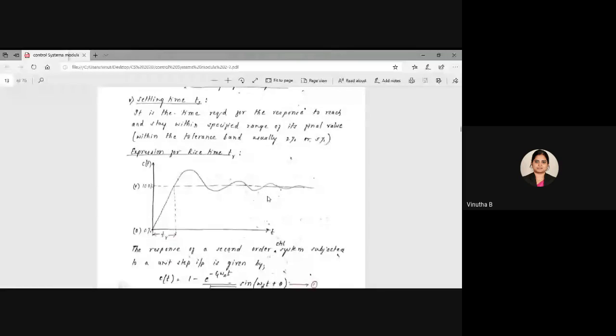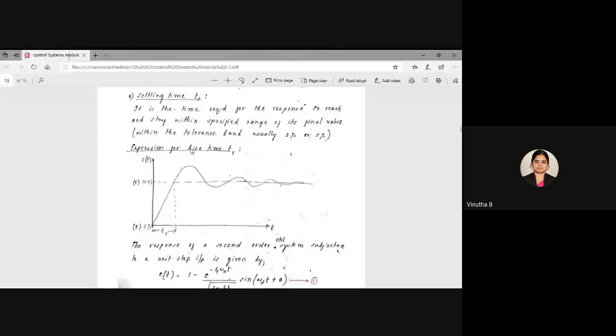Similarly, we have the settling time, Ts. As I told you, any control system which is vibrating should come to rest at a certain point of time. So this settling time Ts is the time required for the response to reach and stay within a specified range of its final value. Here we have given two tolerance levels: one is 2% and the other is 5%. So, expression for the rise time.